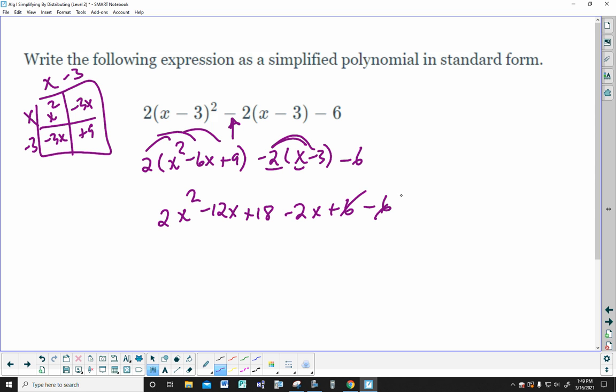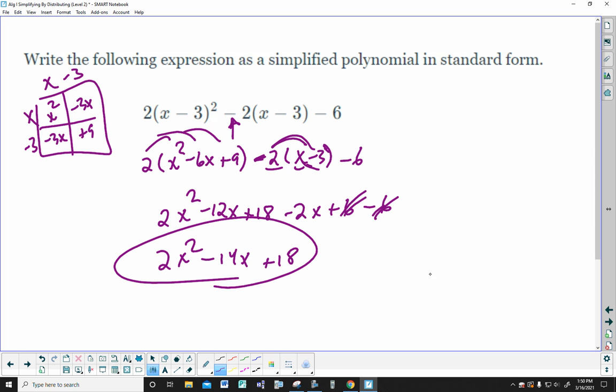And of course, those things would just cancel. But the negative stays with this, so it becomes a positive 6 back here. So 2x squared minus 12x minus 2x is minus 14x. Those canceled out, so you just have plus 18. And there's your answer. Now I think we're done.